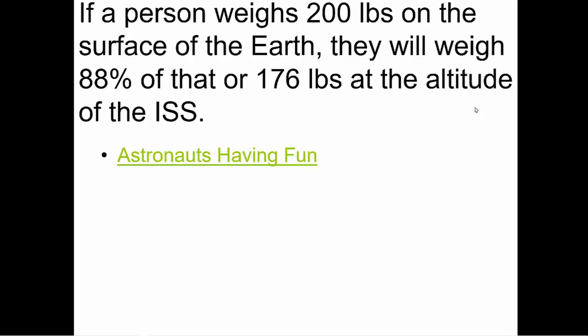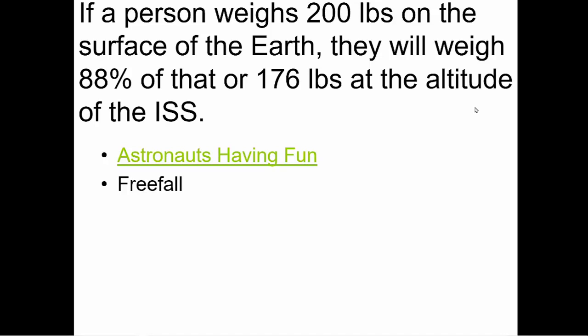Did it look like they weighed 88% of their weight on the surface of the Earth? It didn't. It looked like they were weightless. They're in a state called free fall. And free fall is a state you can experience anytime you want.